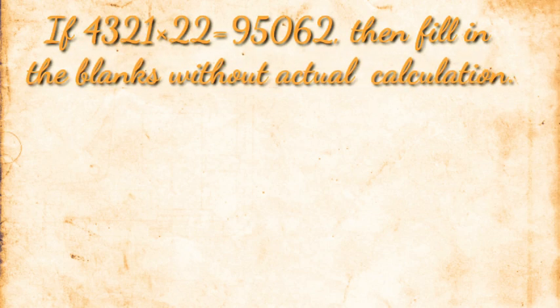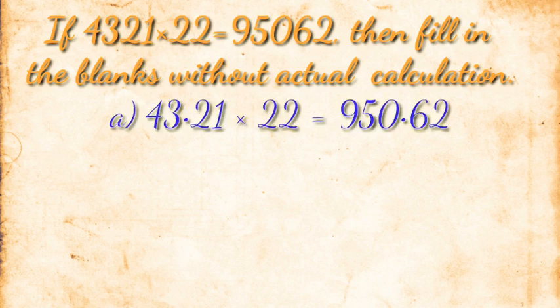In the next question, it is given that 4321, multiply it with 22, then you will get the answer, that is 95,062. That is already given. Fill in the blanks without the actual calculation. There is no need to go for the actual calculation. What you have to do is just insert the decimal as it is given in the question. So the first question, that is 43.21, multiply it with 22. So the answer which is 95,062, write it down.